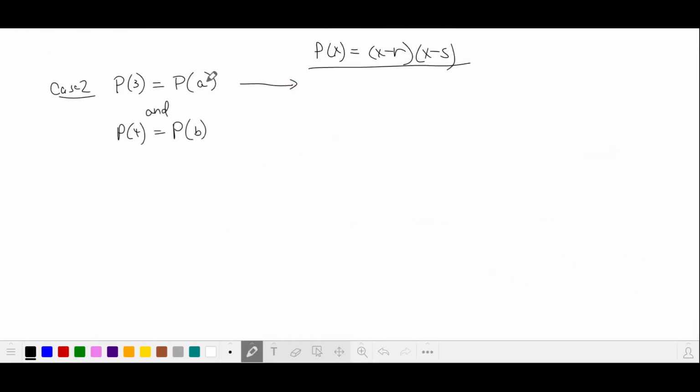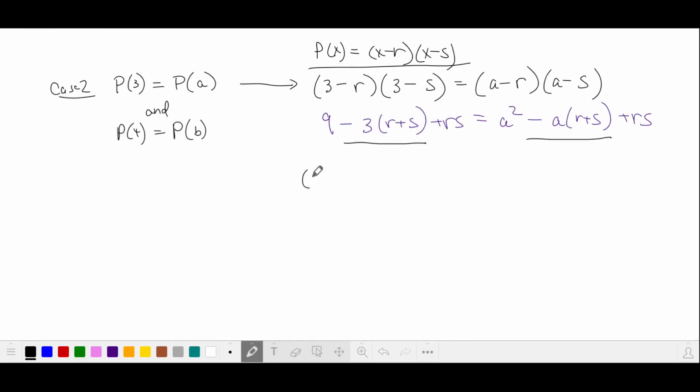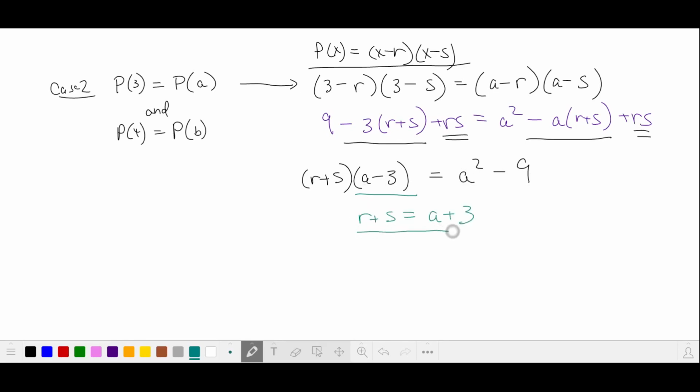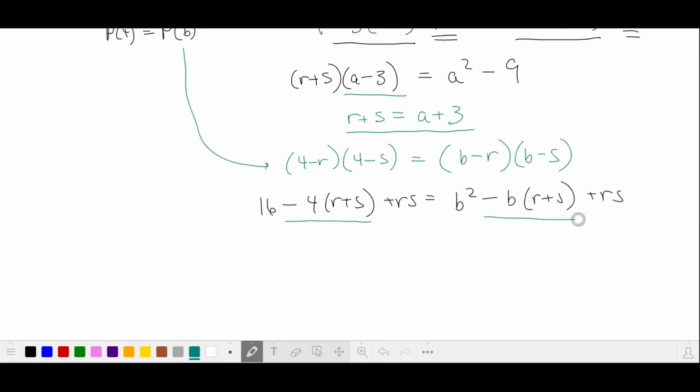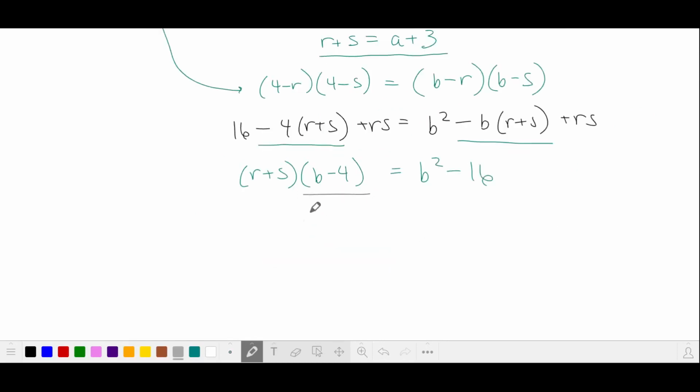And we'll plug in again for 3 and a, expand and simplify, and combine like terms, factoring out the r plus s from a minus 3. And on the right hand side we have a squared minus 9. Again, all four of our solutions are distinct, so we can divide by a minus 3. And we have this simplified equation. Let's plug in our second pair and expand, combine these terms by factoring r plus s, and we have b minus 4, and we'll divide by b minus 4. And we have another expression for r plus s.